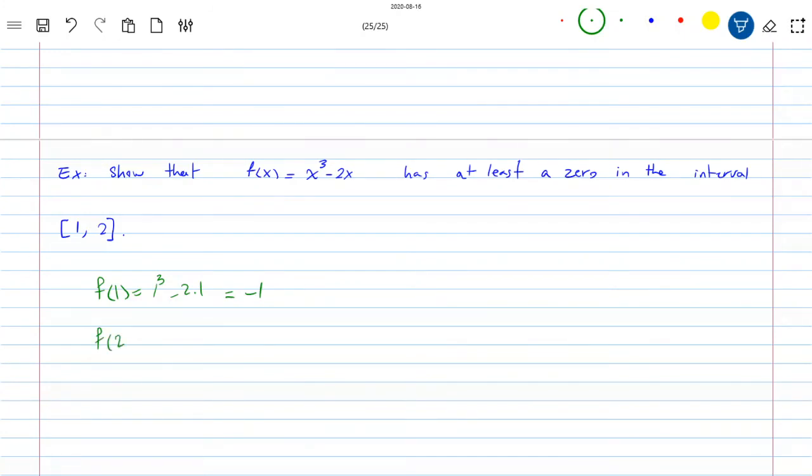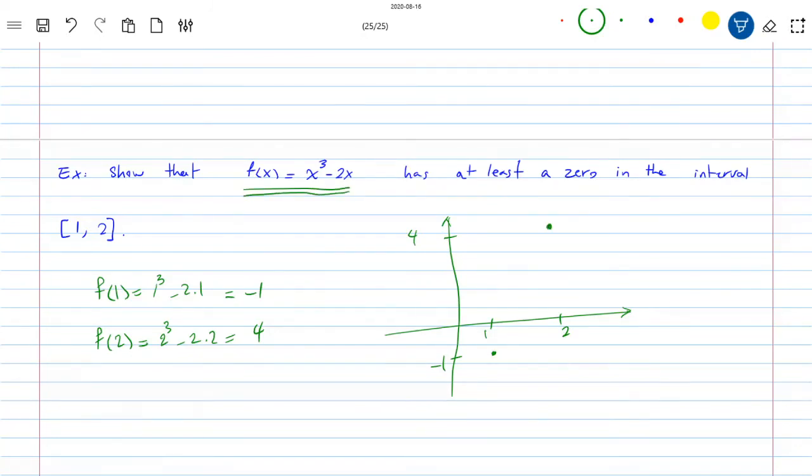What if you evaluate f of 2? What we get is 2 cubed minus 2 times 2. It's 8 minus 4, you will get 4. That means if you draw the function, at 1 you have a y value of negative 1. At 2, you have a y value of 4. And since this is a polynomial, it's a continuous function. So somehow these 2 points are connected. Maybe like that. Maybe like this. We don't really know how it behaves. But we know that there is a connection between these 2 points.